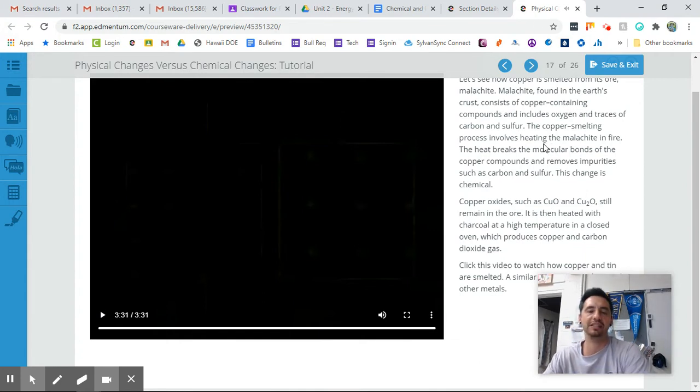I think it's pretty cool to see how they extract certain elements from different rocks and stuff. That's pretty cool.